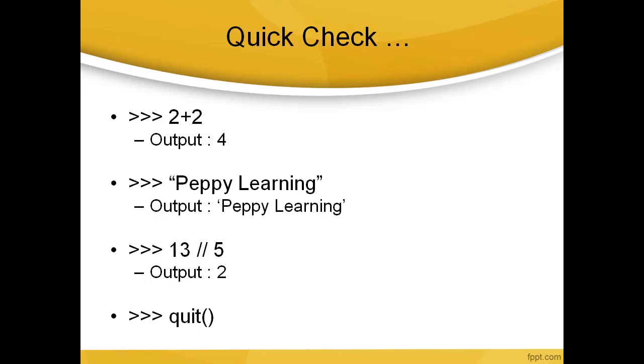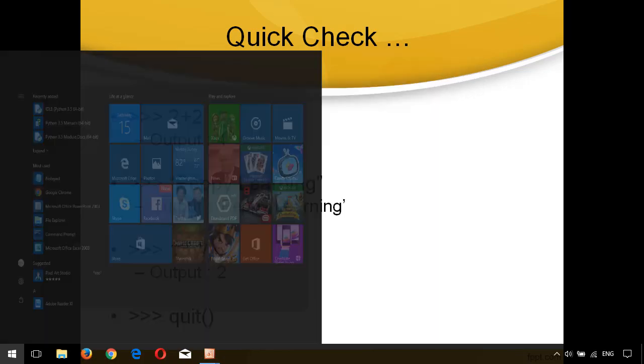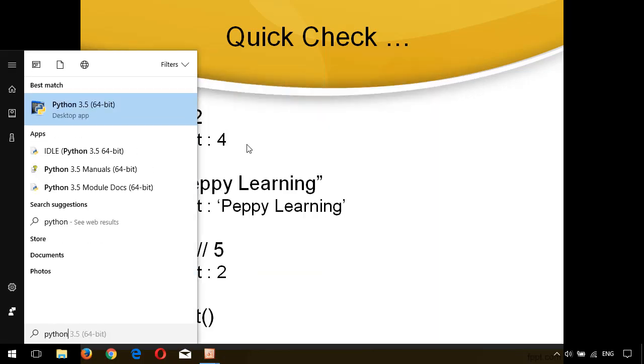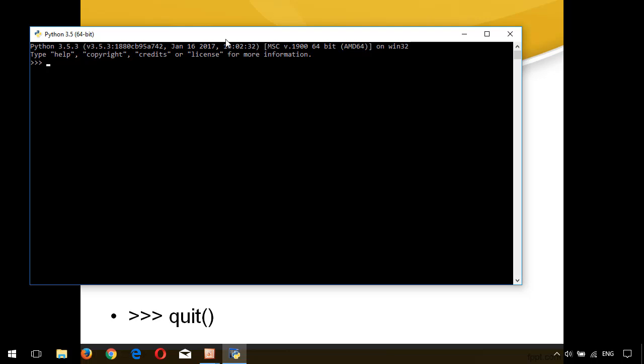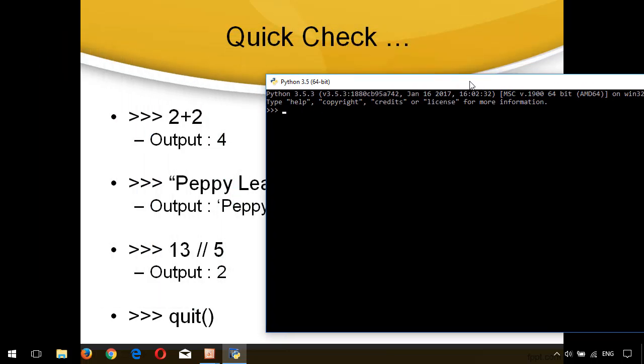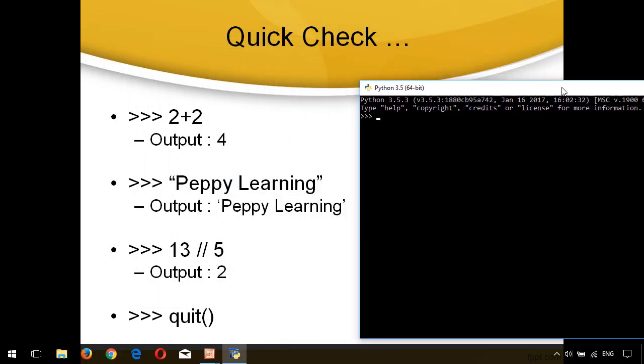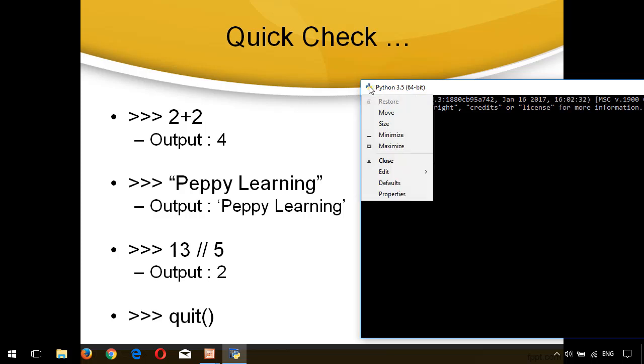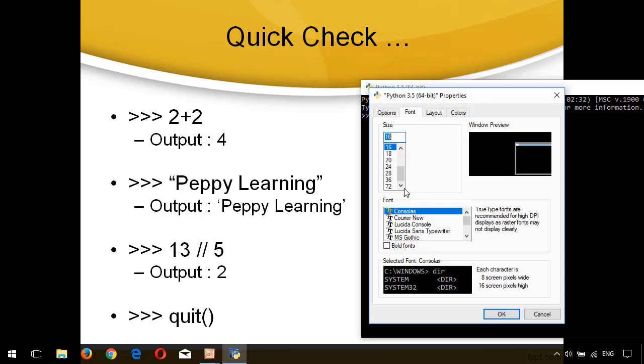Now quick check. Let us check some of the Python commands. For that, press Windows button, type Python. You can see the best match here in the first one, which is Python 3.5 64-bit. Click on this. So here follow the instructions given here. So let me increase the size of the console.